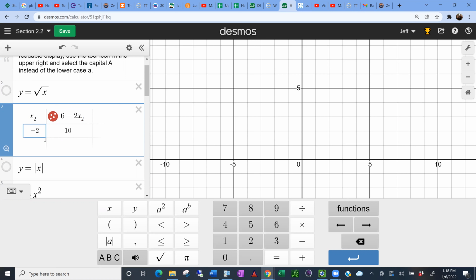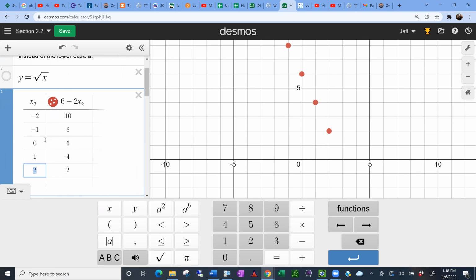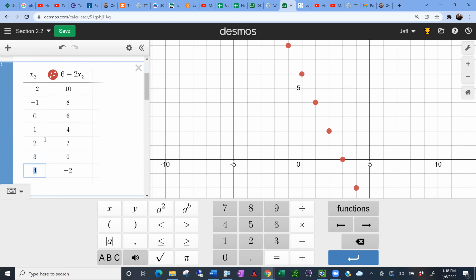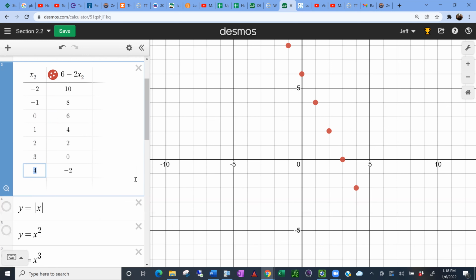Now, the cool thing about Desmos is this. If it detects a pattern, like the next one, I'll type in -1. And it says, okay, if you want to just keep on incrementing by 1, I can do that. So all I did was I hit enter. I'm going to hit enter again and again and again. And it shows you the graph. Pretty nice. Let's get rid of this, move that down.